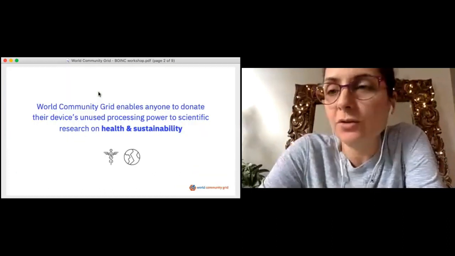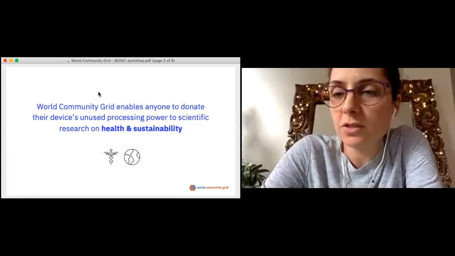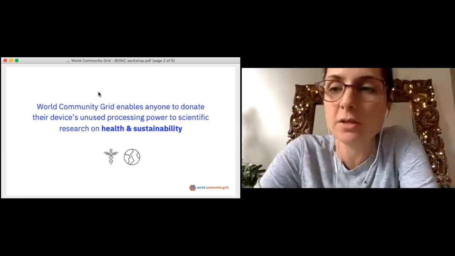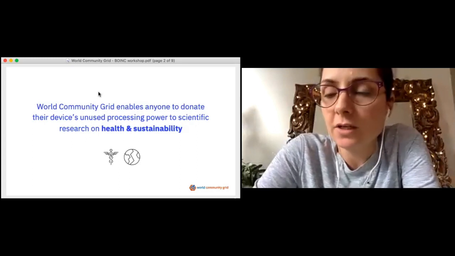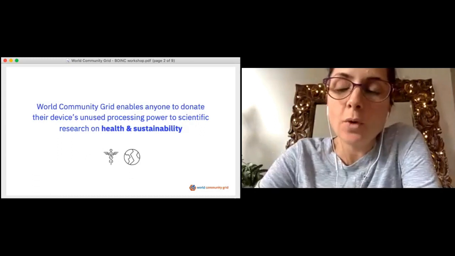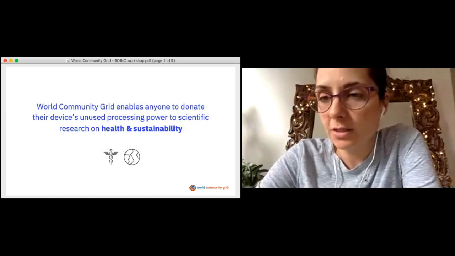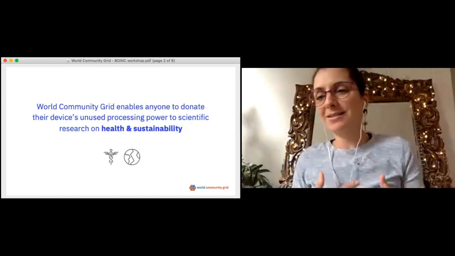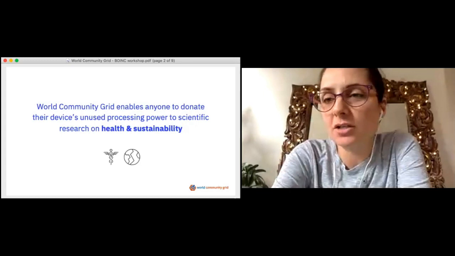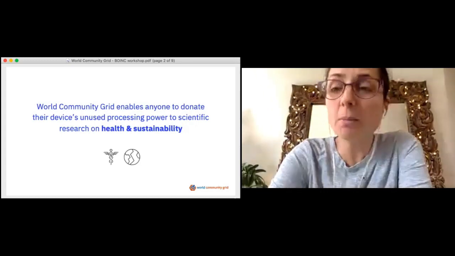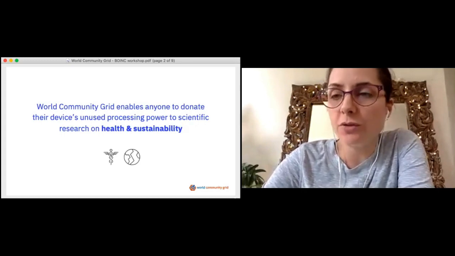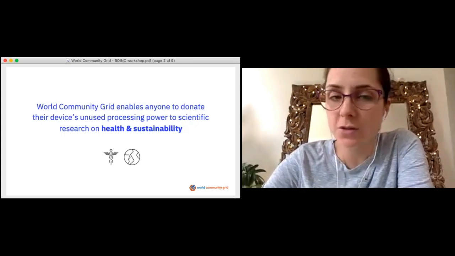So World Community Grid is an initiative out of IBM Corporate Social Responsibility. It runs on the BOINC platform. It's a volunteer computing initiative. And we focus specifically on supporting research in health and sustainability. We actually partner with research organizations. This isn't our science that we're supporting here. So we partner with research organizations at public and nonprofit organizations, and we give them access to the free computing resources that our volunteers donate.